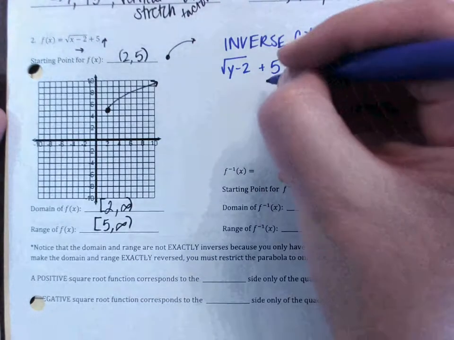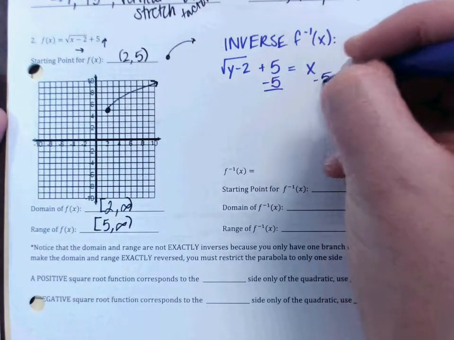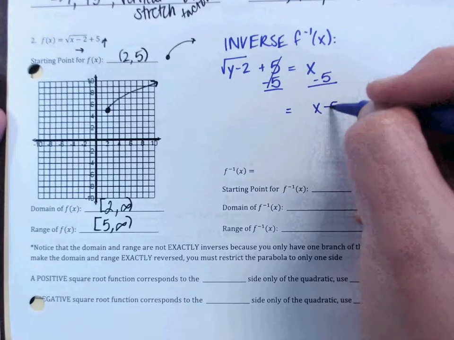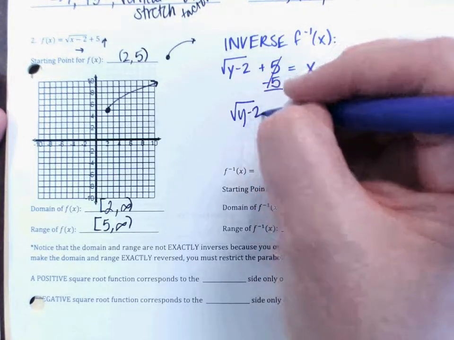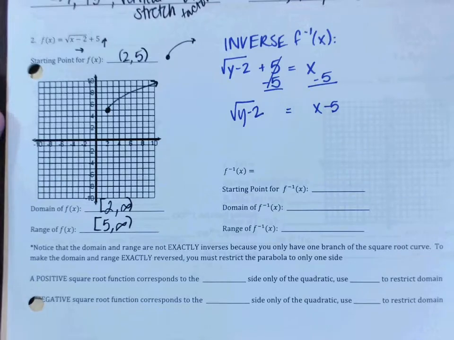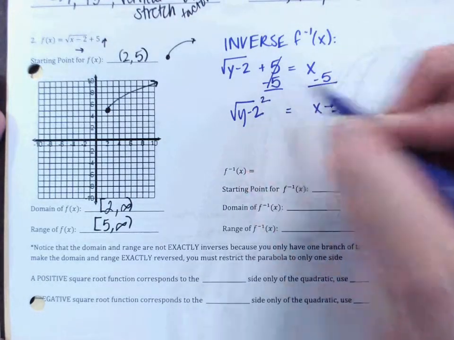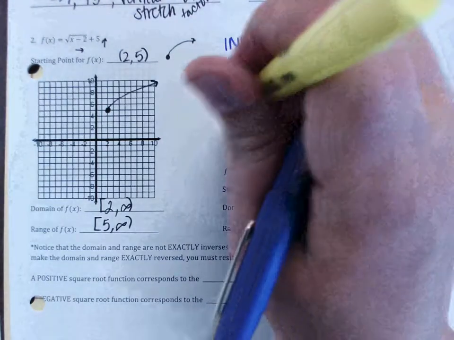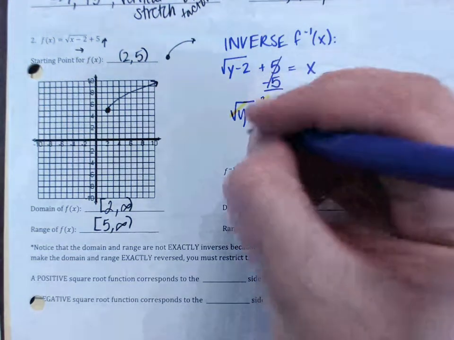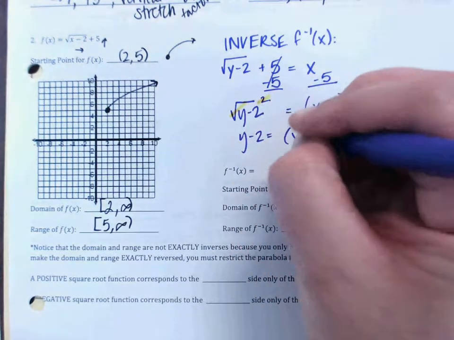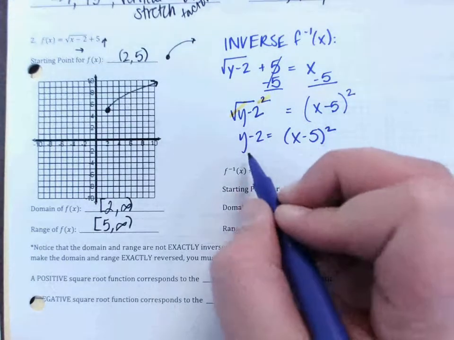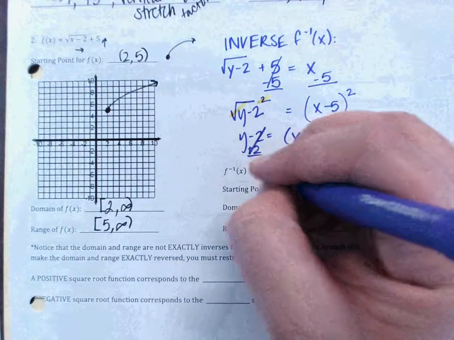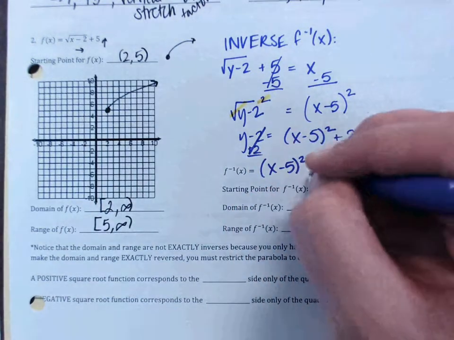Okay, so I'm going to subtract the 5 across. I get x minus 5 left over. On the other side, I have a y minus 2. Next step, what do we do? Square. Remember, to get rid of a square root, you have to square both sides. Then these cross out. My y minus 2 comes down because my square root is gone. And then my last step, if I have a minus 2 here, I'm going to move it across as a plus 2. So I have x minus 5 squared plus 2.